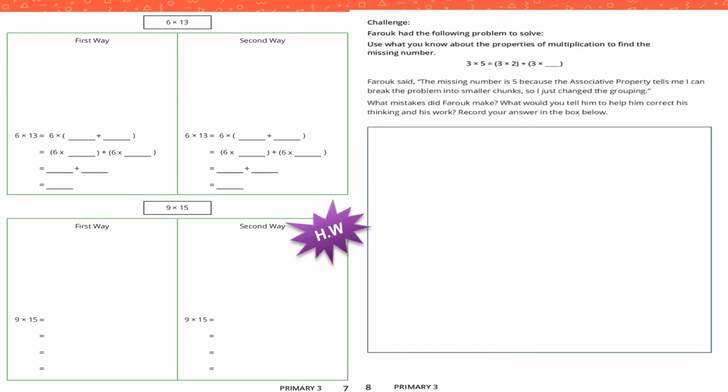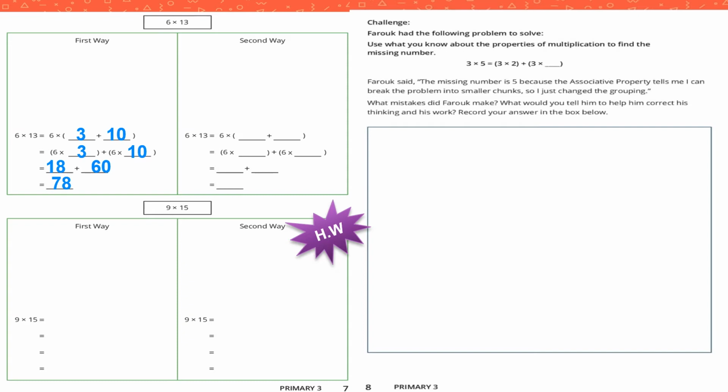The next example, 6 times 13. Here we will split this 13 into 3 and 10. 3 plus 10. Then distribute this 6 one time with 3 and one time with 10. 6 times 3 equals 18. 6 times 10 equals 60. 18 plus 60, 8 plus 0, 8. 6 plus 1, 7. So it's 78.